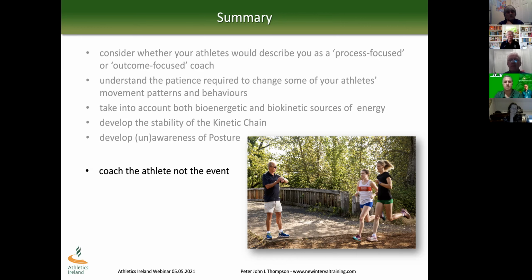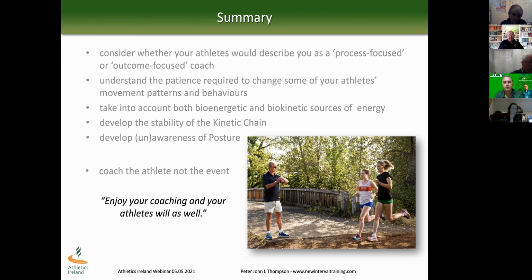Coach the athlete always and not the event. If you develop your athlete as a runner or a race walker through all the distances, then they will, in their own time, find the distance which is best for them. So always coach the athlete, not the event.